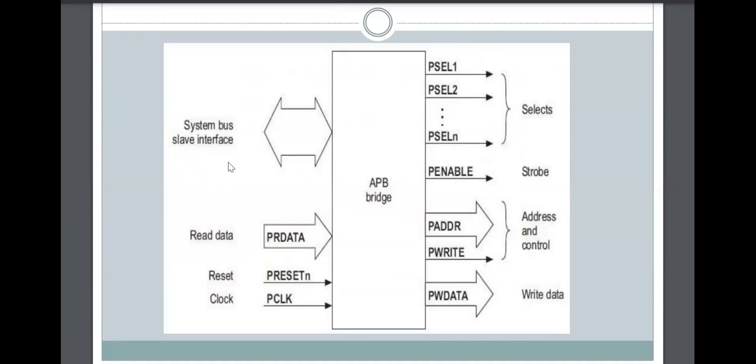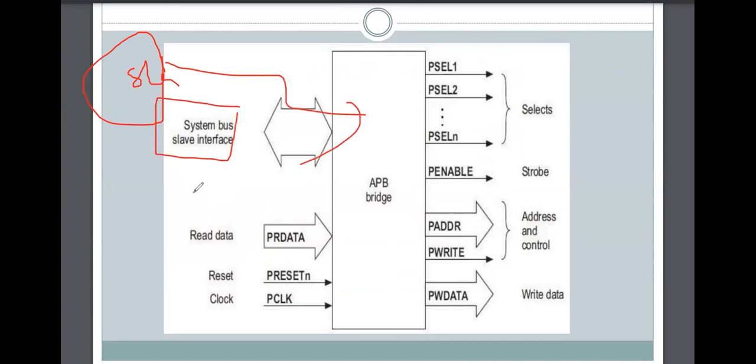System bus slave interface means before this we have one component, right? That will be connected to this master. Suppose here we have some processor or any controller component. So this will be the slave, right? This slave will be connected to the next master. This is the read data: from this slave we are reading the data and sending it to the master. And the reset signal, clock signal, you know what that means, and select lines.